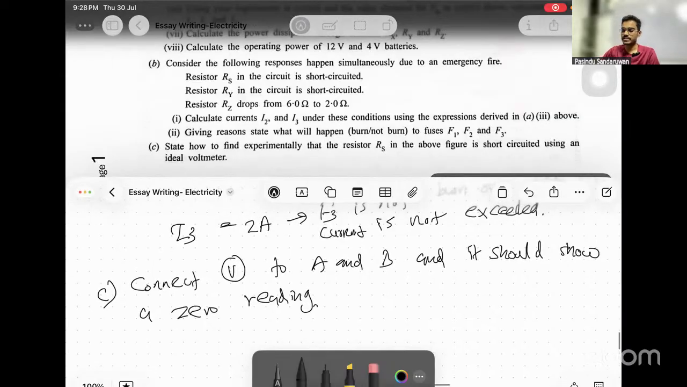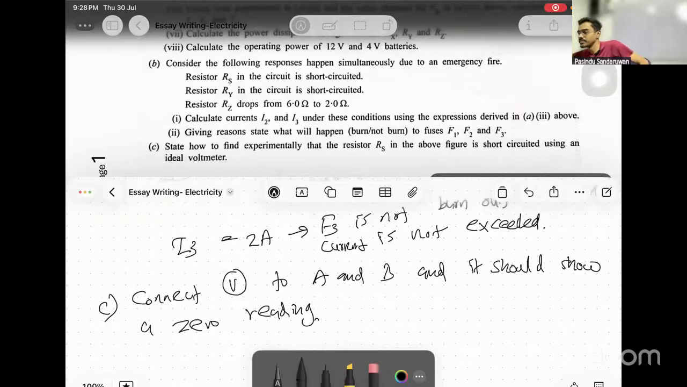This is actually the last year question, the 2025 question. And from the electricity questions, last year's question is kind of manageable and easier, right? Manageable means kind of an easier one.